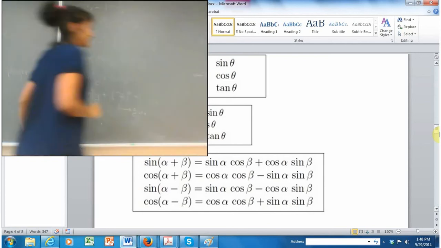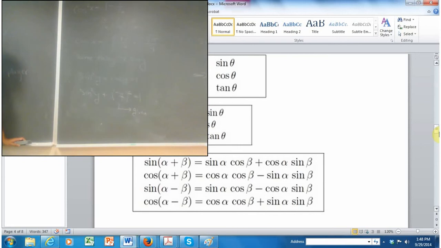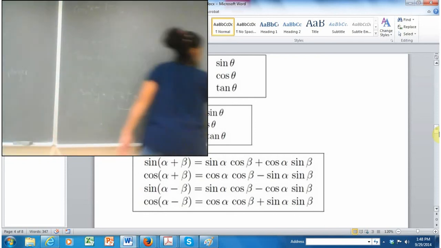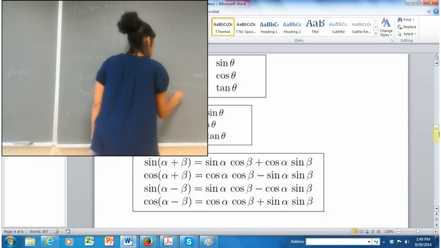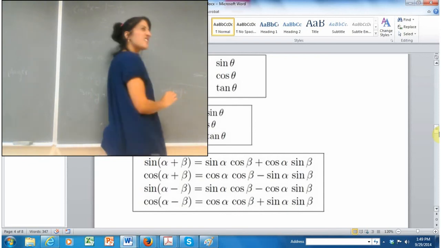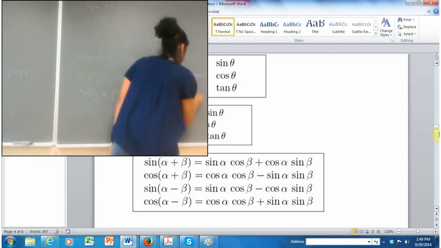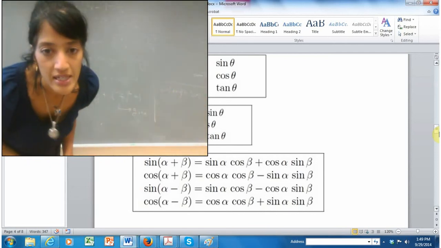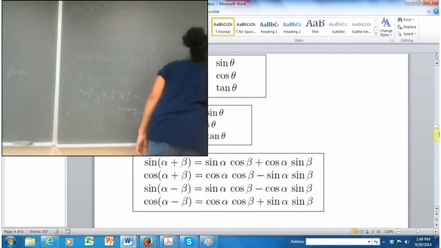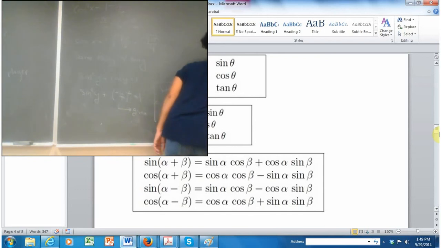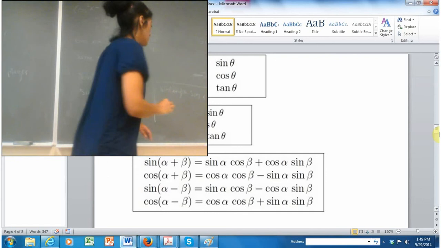All right, so we got that. Is there anything else to do? Yes, we got to plug it back into the formula. Okay, the formula said sine of x plus y is sine x cosine y plus cosine x sine y. I always get the x's and y's mixed up. Now I can fill in all the numbers.